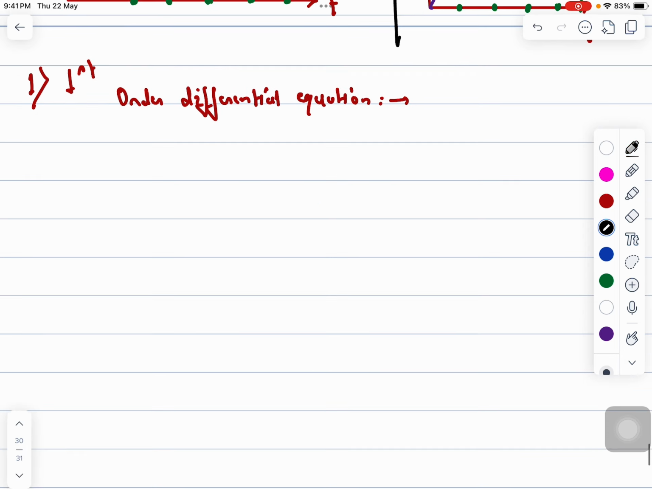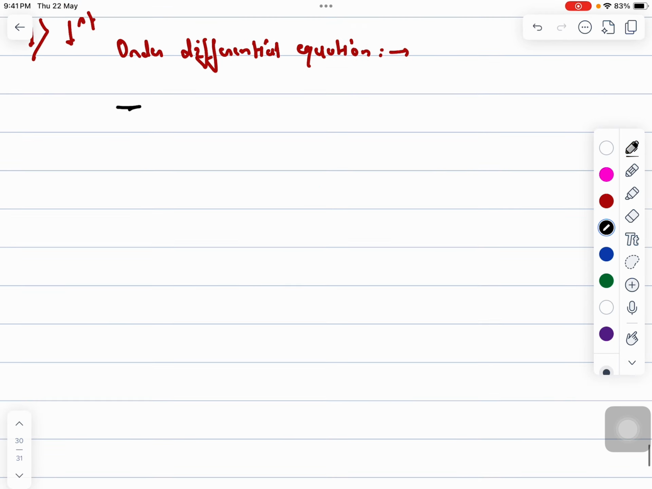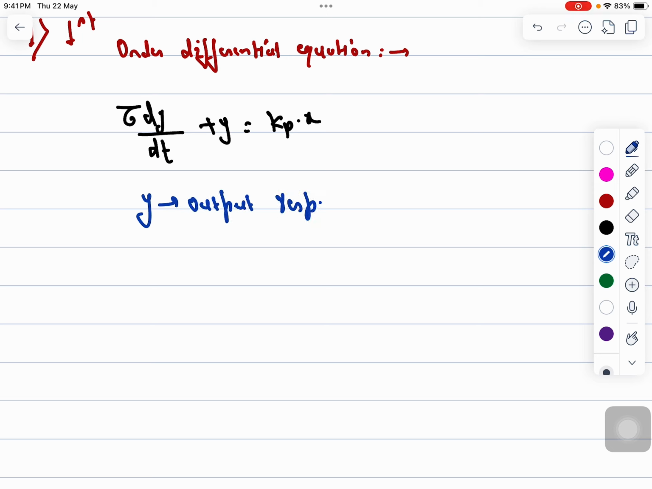If we have a first order differential equation like this, tau dy by dt plus y equals kp into x, where y is your output and x is your input, so I can say y is your output response and x is your input. This is how it looks.